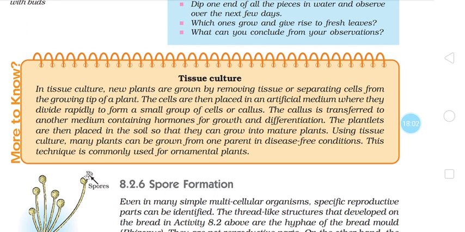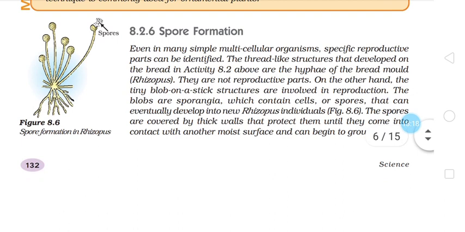Using tissue culture, many plants can be grown from one parent in disease-free condition. This technique is commonly used for ornamental plants. Nowadays, it is used for banana, sugarcane, pomegranates, and grapes. It has become generalized now. Next is spore formation.